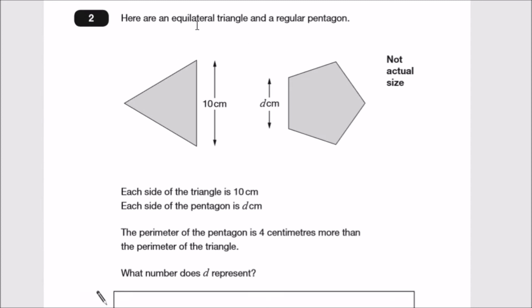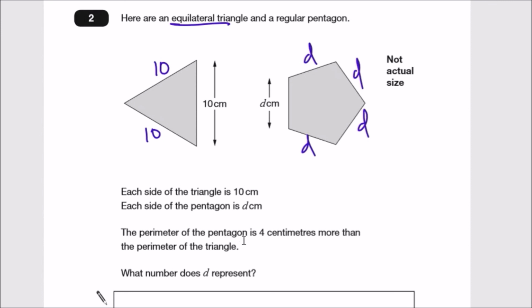Number 2. So here are an equilateral triangle and a regular pentagon. So first things first, an equilateral triangle tells us that all sides are the same. So if this is 10, this is 10, and this is 10. And for a regular pentagon, if this is D, then everything is also D. Now, what do we know about these shapes? Each side is 10 for a triangle and each side of the pentagon is D.